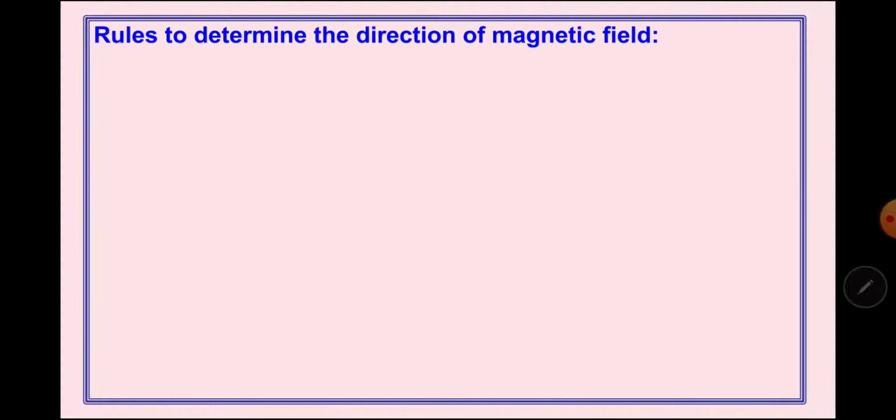Now, to find the direction of the magnetic field, there are so many rules which we use as per the requirement of the situation, and as per your own convenience you can choose any of these rules to find the direction of the magnetic field. So we are going to discuss them one by one.